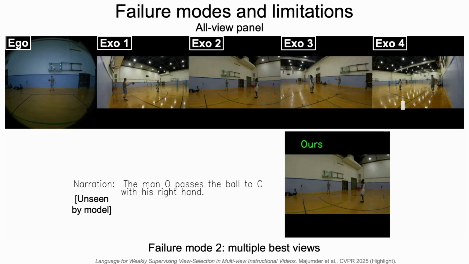In this instance, more than one view can be considered to be the best view for showing the ball pass. For example, EXO 1 and 2, but our model picks EXO 2, which doesn't match what the human rater picked, which is EXO 1. Our model has some important limitations.